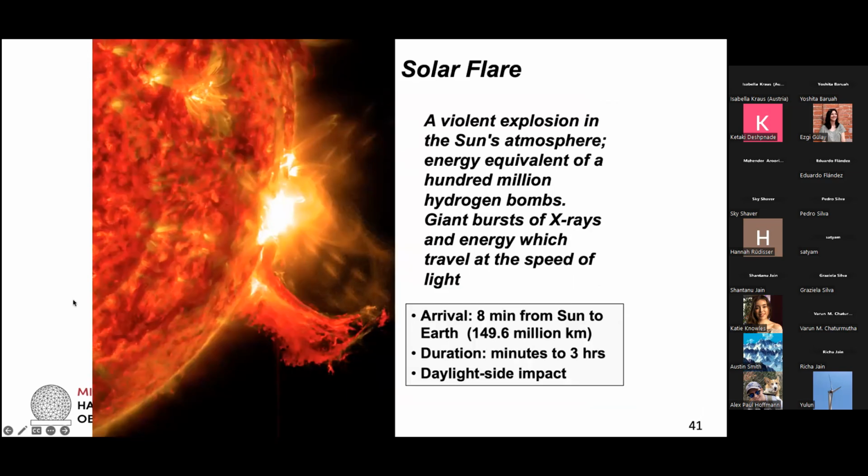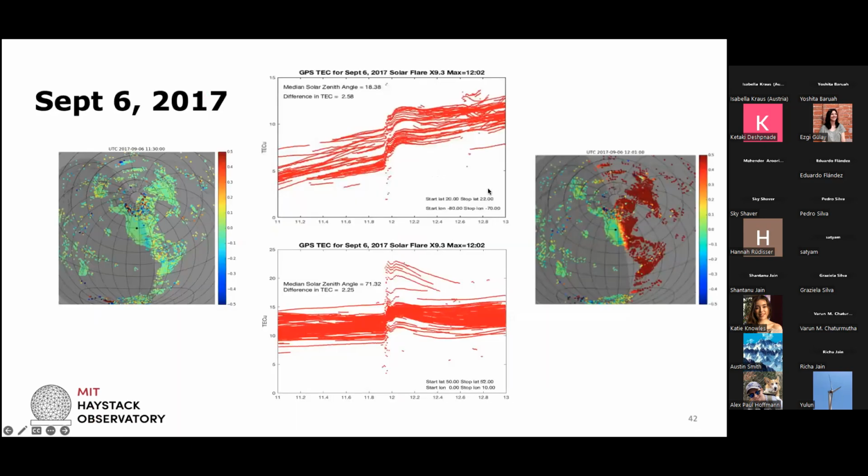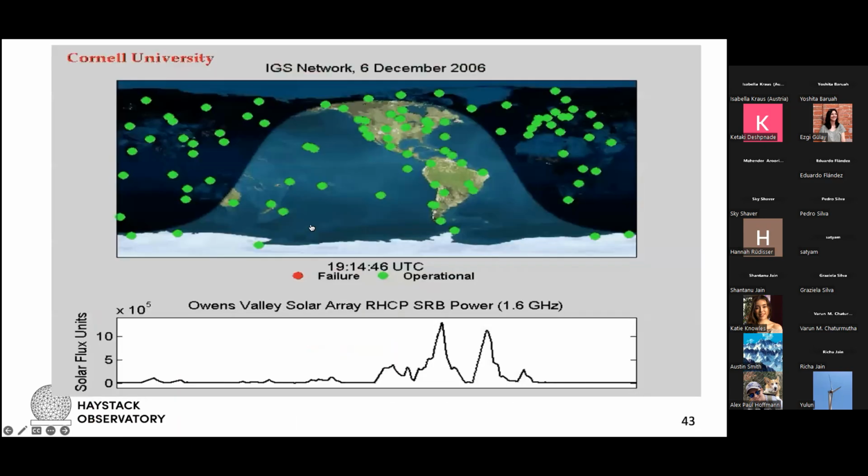Here's something where we're measuring solar flare effects. Now, solar flares are really hard for us to predict. Once you see them, the light takes 8 minutes from the sun to reach the earth. And you can have solar flares that last from minutes to up to 3 hours, but they impact the whole daylit side of the Earth, right? The whole daylit side. And this is just, again, with our GPS. Oops, sorry. Go back, sorry.